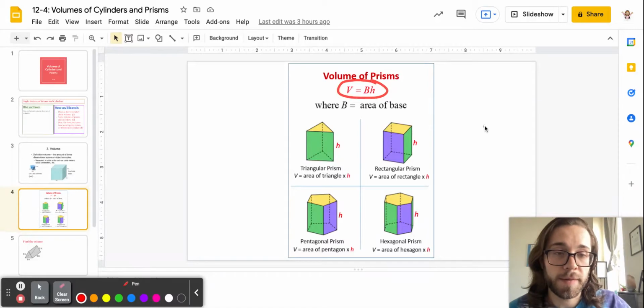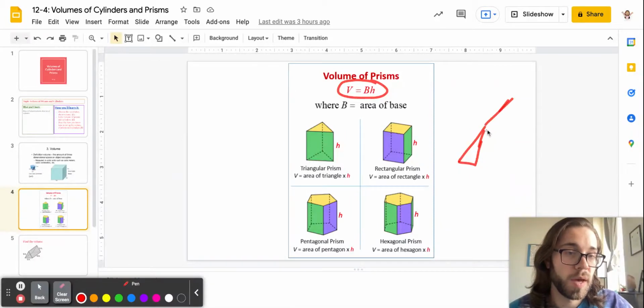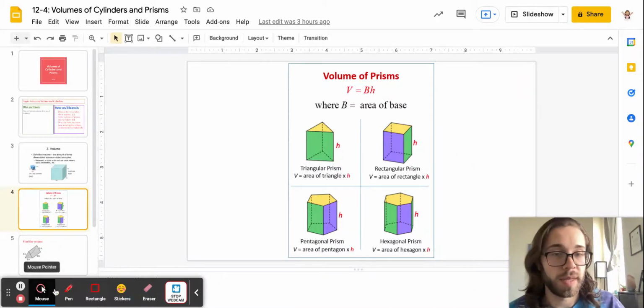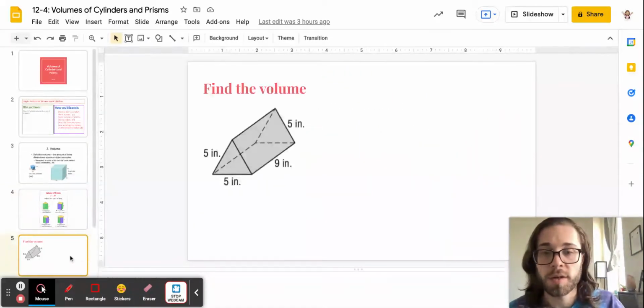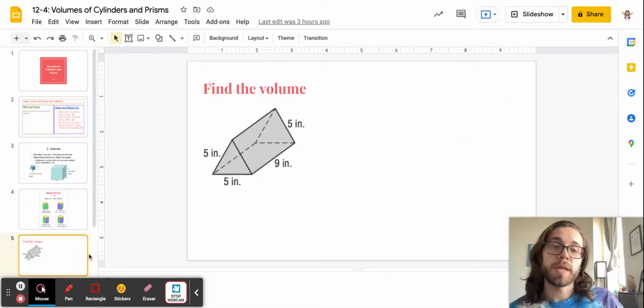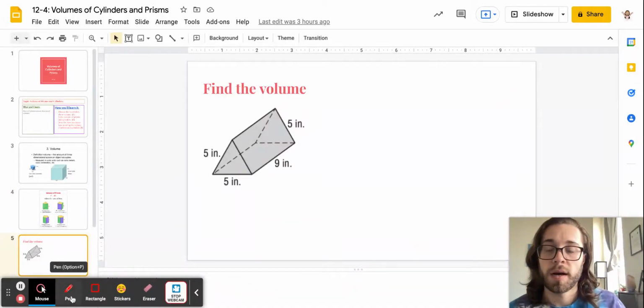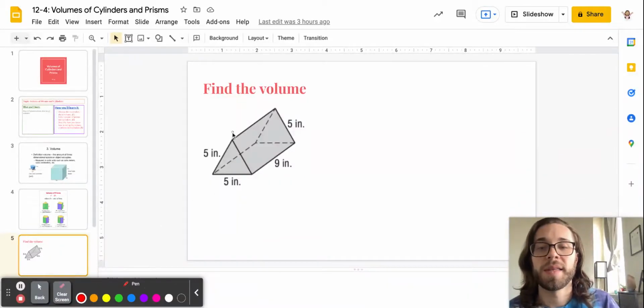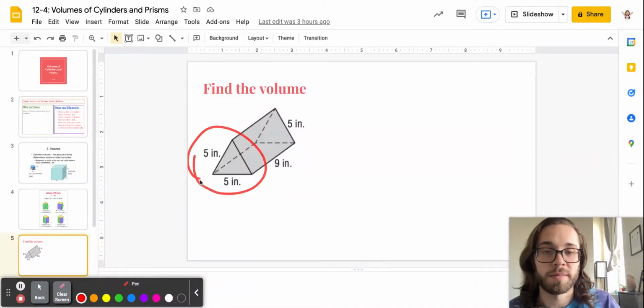And don't forget, if you have something that looks like this, the height might be outside, so be careful with that if it is oblique. But we are dealing with the height. So, for example, in order to find the volume, we have to find the area of the triangle.